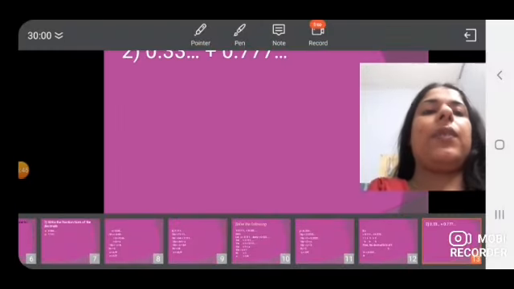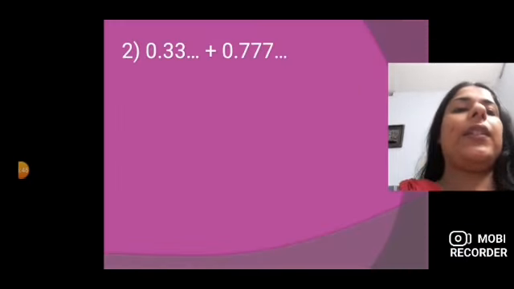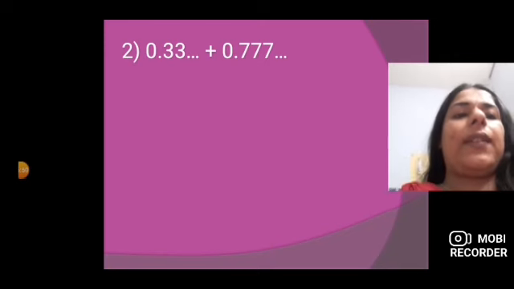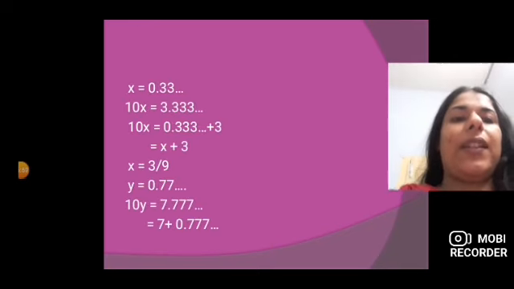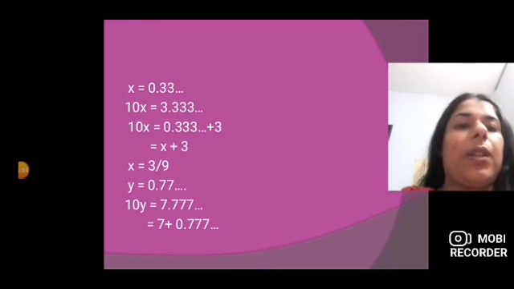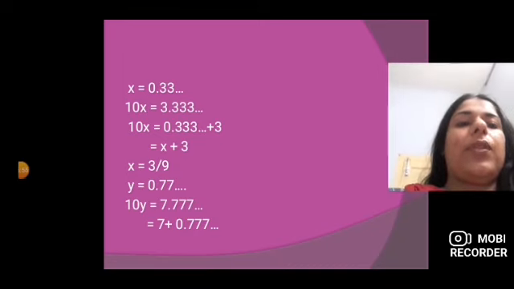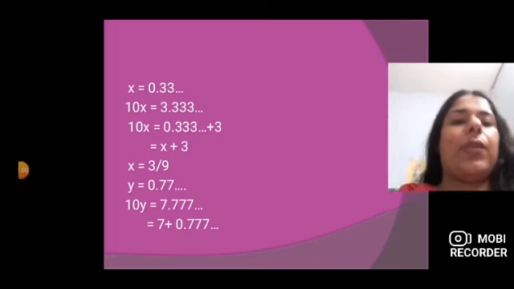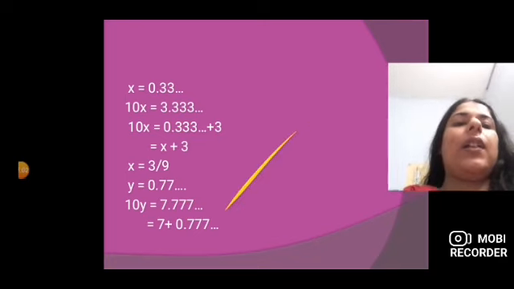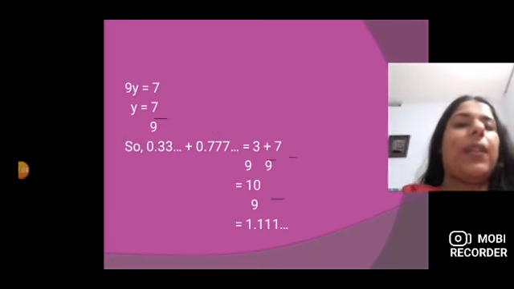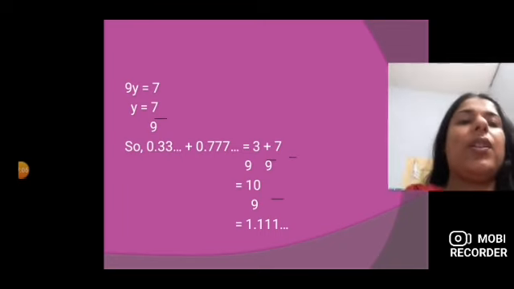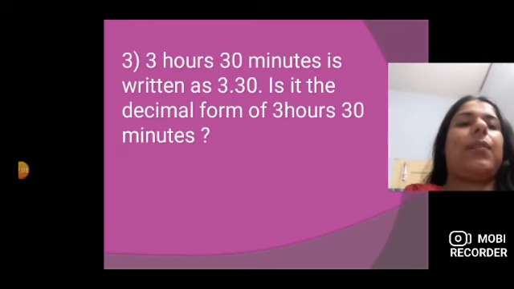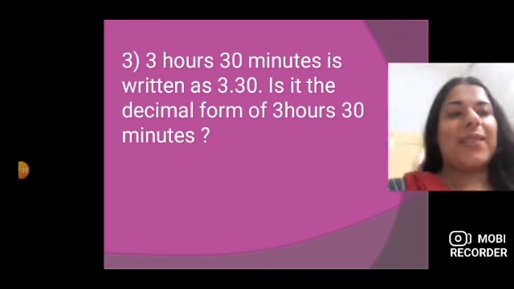The next one is 0.333 plus 0.777. In the same way, x equal to 0.333, 10x equal to 3.333, 10x equal to 3 plus x, that is x equal to 3 by 9. In the same way 0.777, 10y equal to 7 plus y, y equal to 7 by 9. And adding, we get 10 by 9. Then next question.